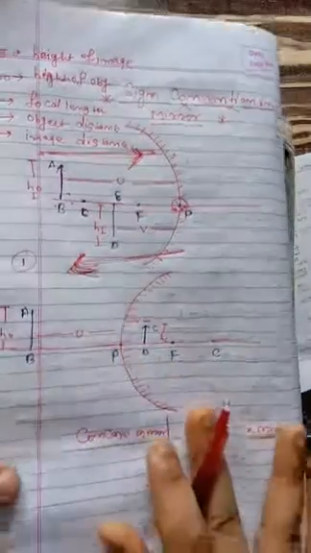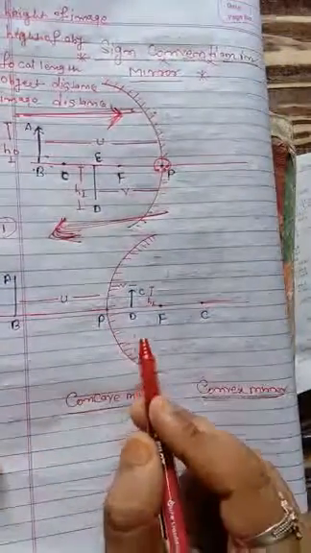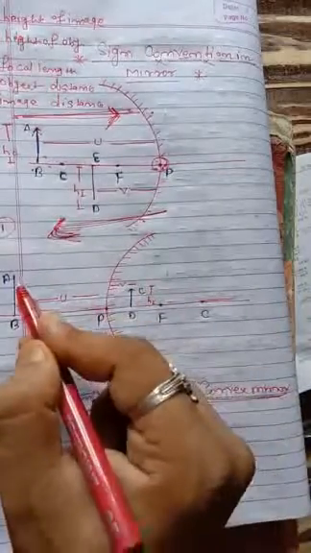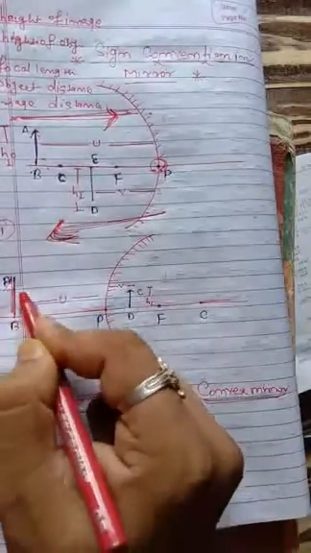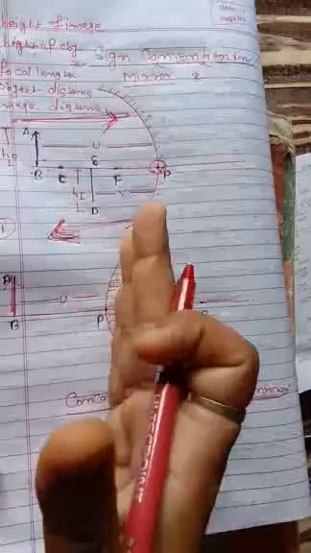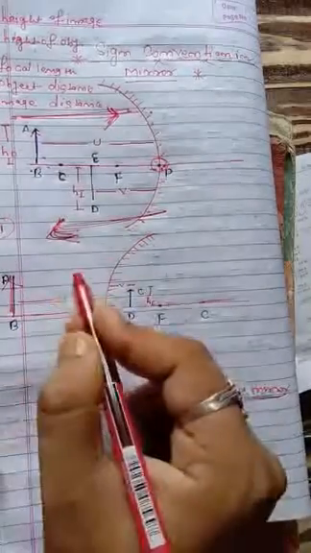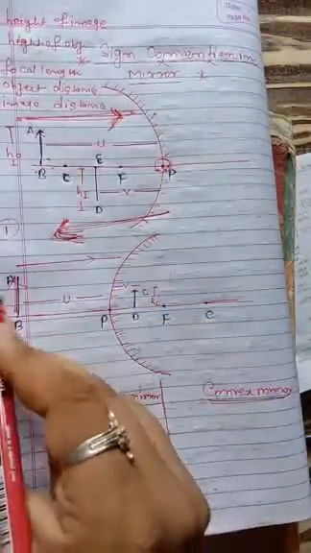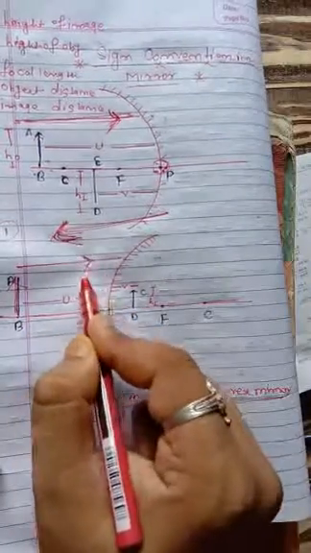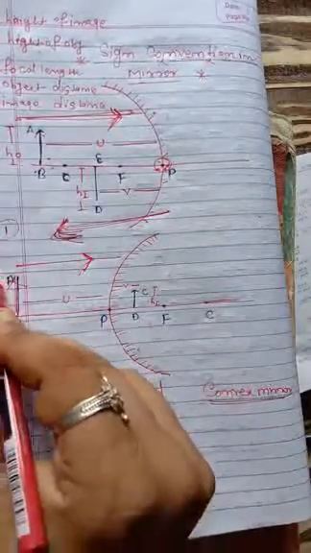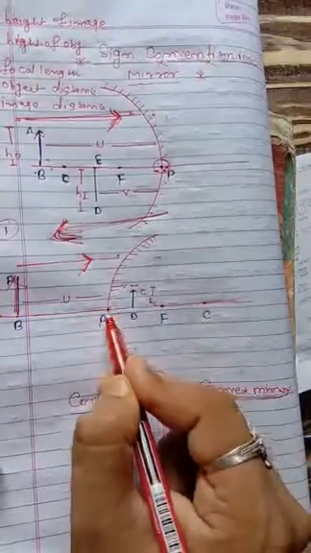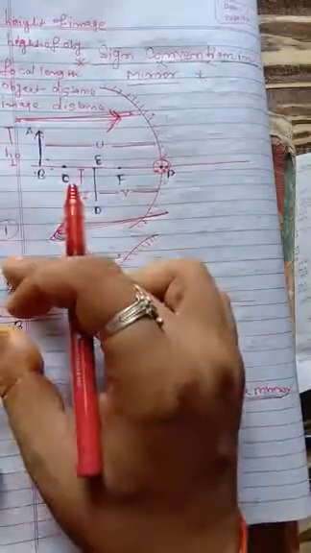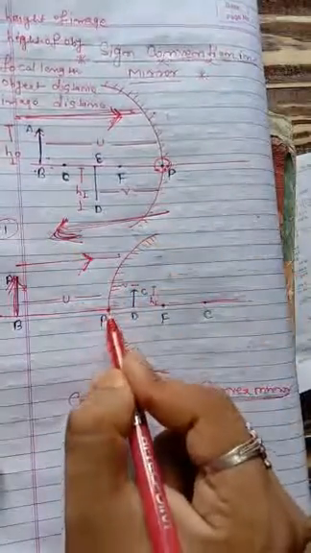Okay, now this is your convex mirror. Here we see that suppose the object is present in front of the mirror. Once again we know the direction of the incident ray is from left to right. The incident ray will always come from left to right, and this is the pole of the mirror. So up to how much distance the object is present from the mirror, this will be measured from the pole.